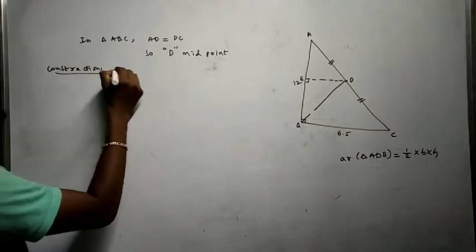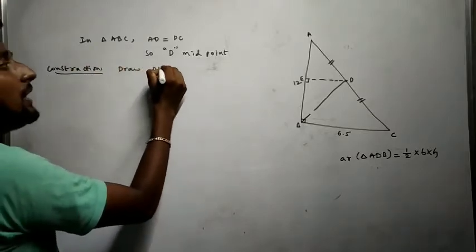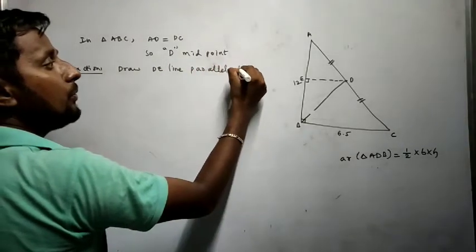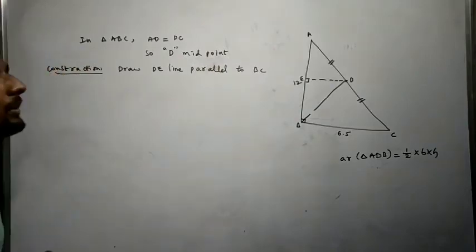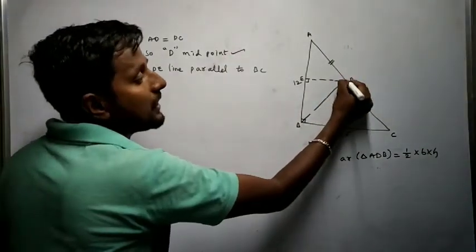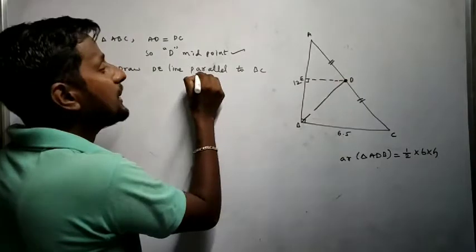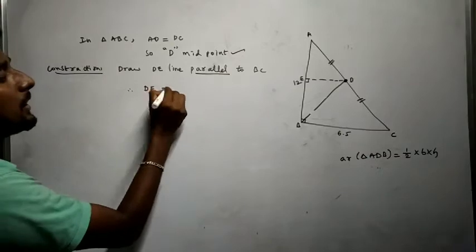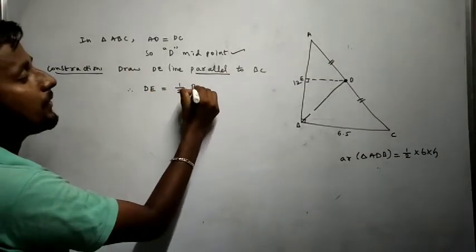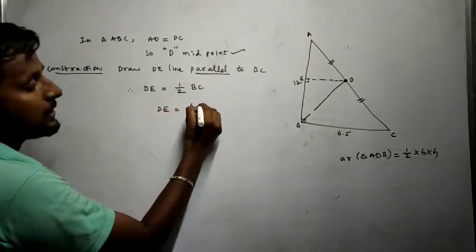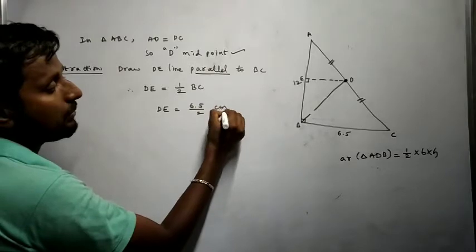So simply here I write construction, that is, draw line DE parallel to BC. Draw a line DE that is parallel to BC. As I said, D is a midpoint, so the first condition is satisfied, and the second condition is parallel. So therefore, by the midpoint theorem, the length of DE is half of BC. Correct? So simply DE is equal to 6.5 by 2 centimeters.